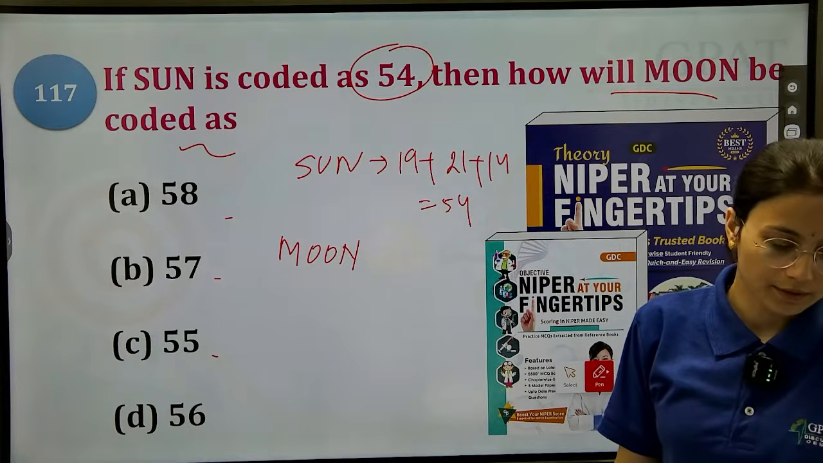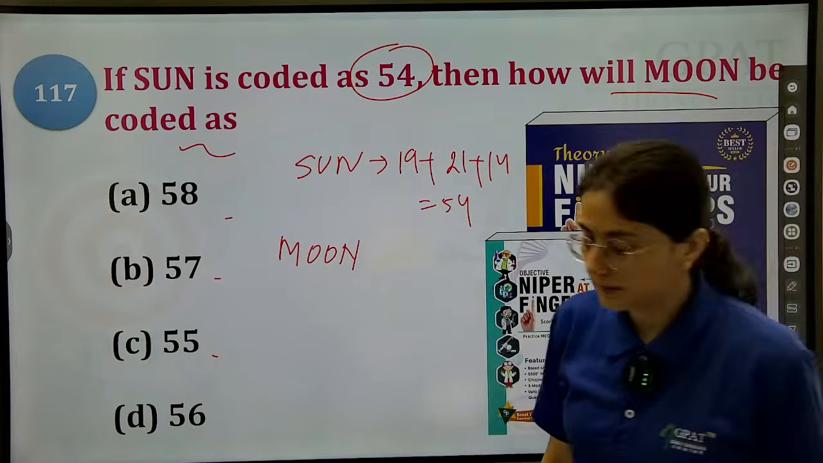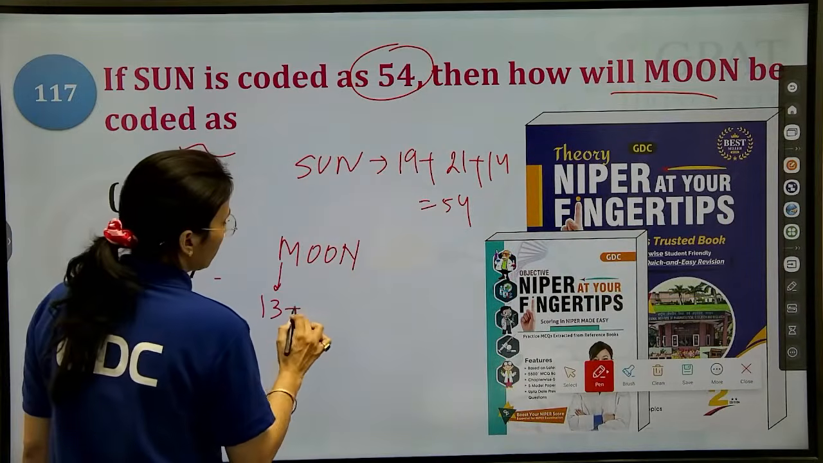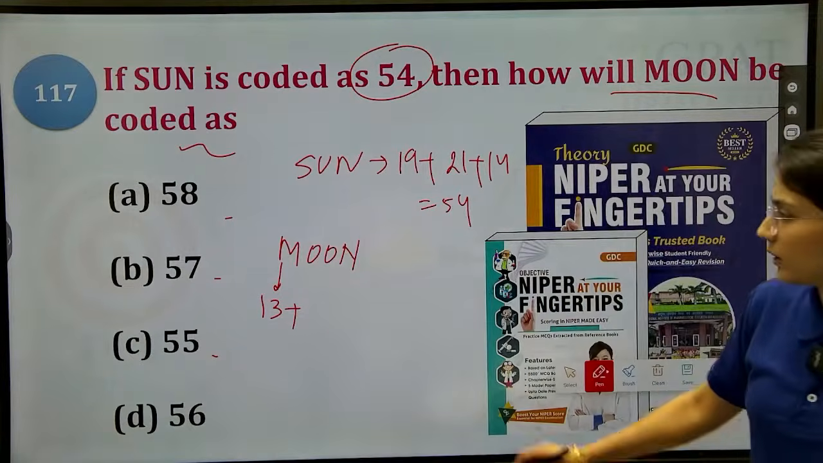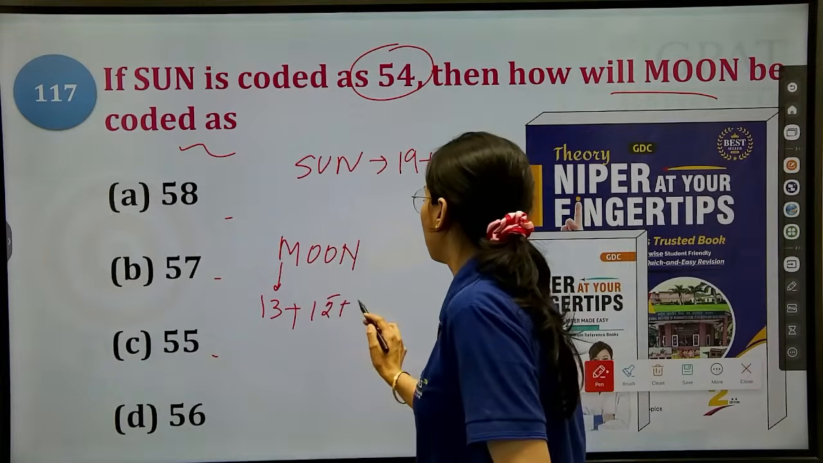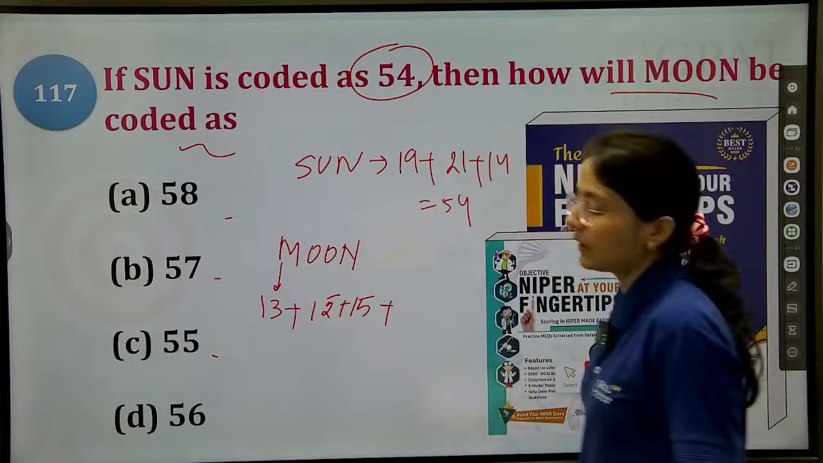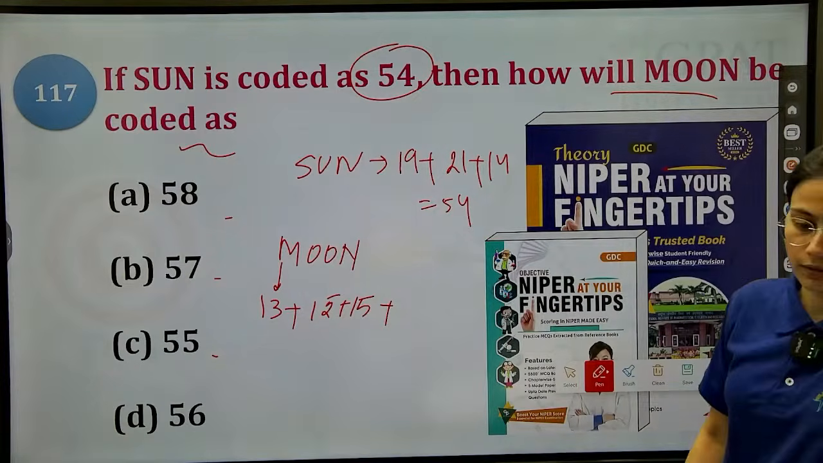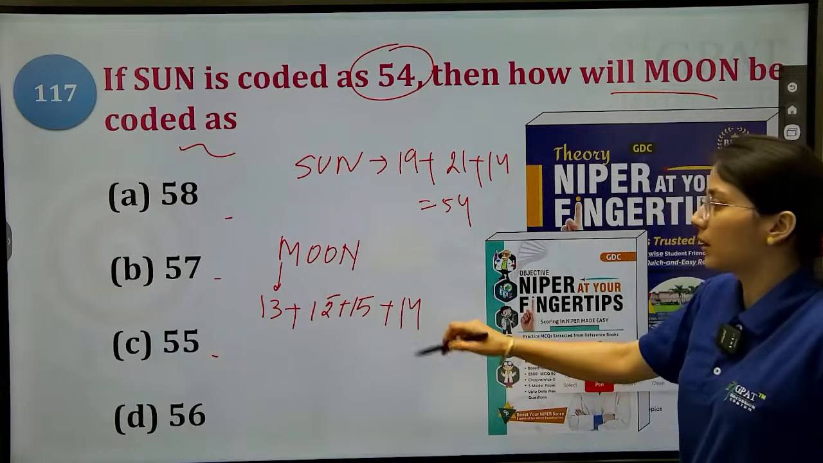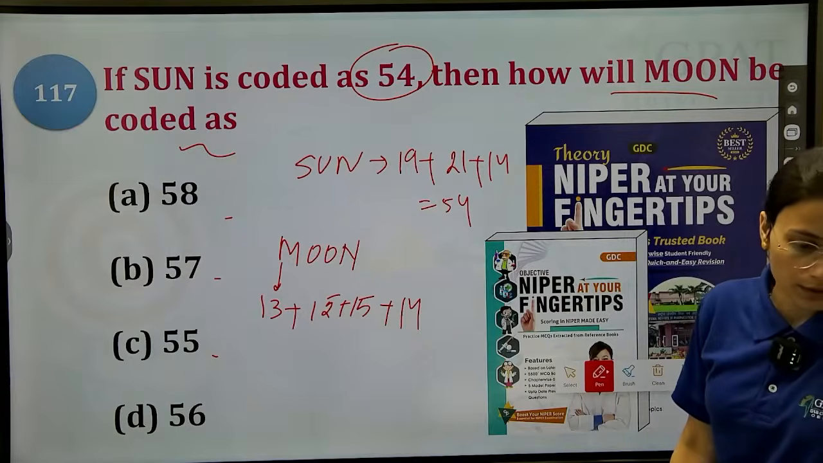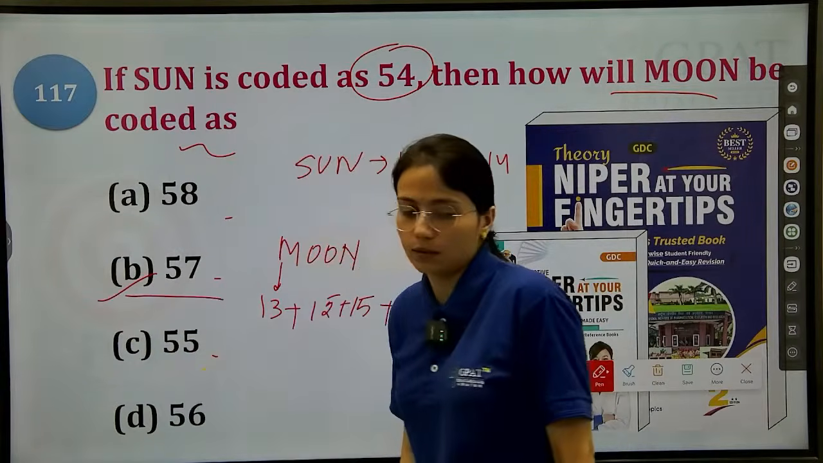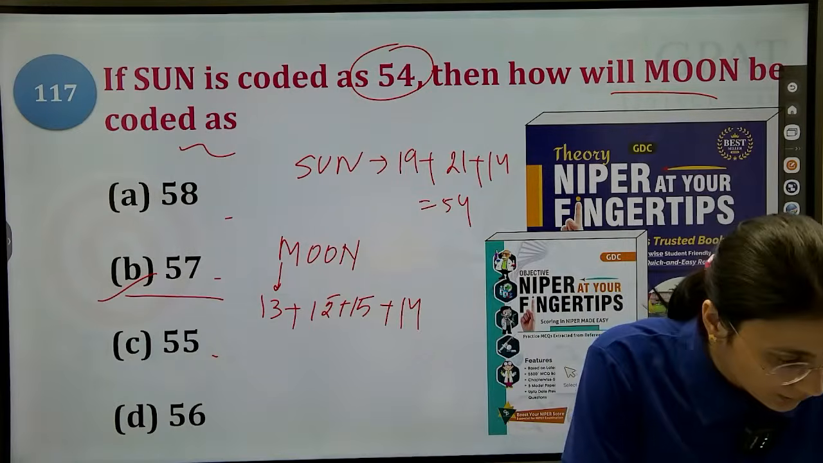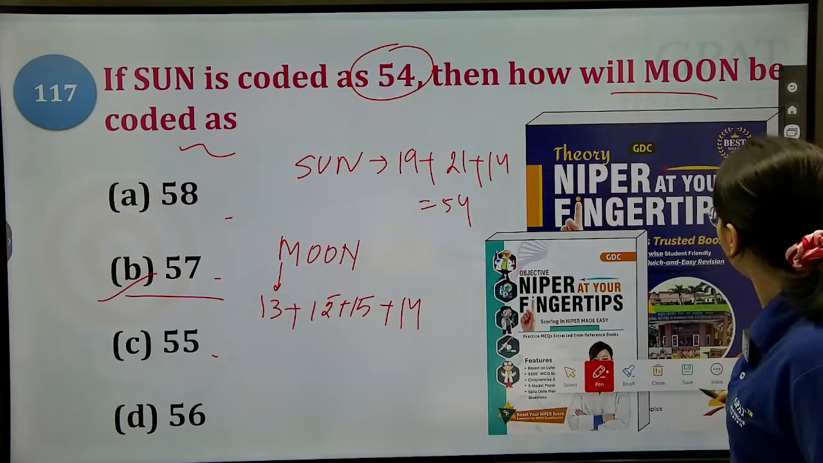Moon is coded as: M is in the 13th position, O is in the 15th position, that is 15 plus 15, and N is in the 14th position. When you sum all these numbers, you will get your answer, that is 57. Yes, very good. 57 is the correct answer, option B.